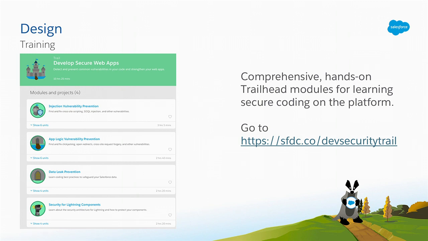We have app logic vulnerability prevention, so making sure that your code actually enforces the profiles and the permission sets that the admin enforced, so that a user can't use your app to see data they weren't previously authorized to. We have security for Lightning components. This is a new one. This covers a lot of the interesting ways that Lightning has changed the security landscape for us. I'd highly recommend anyone take this before submitting for security review. Has anyone in this room actually taken it?